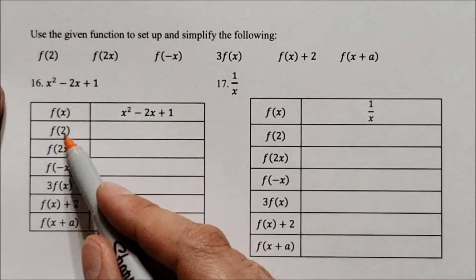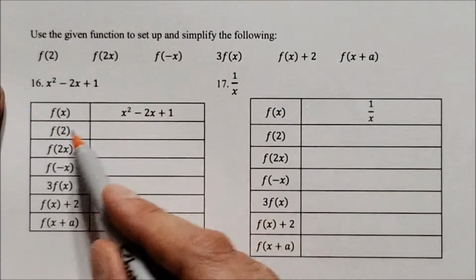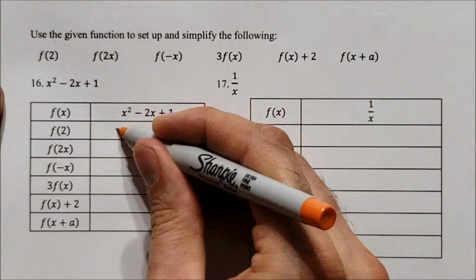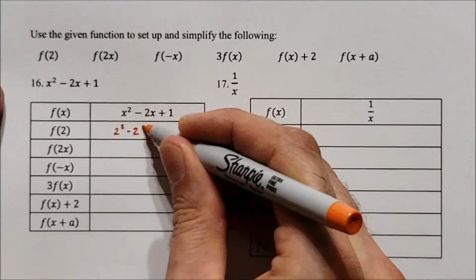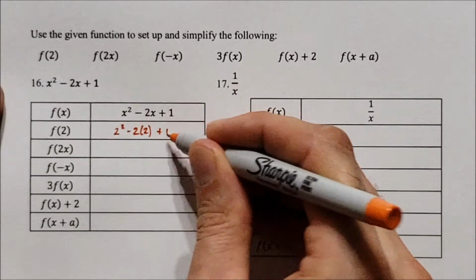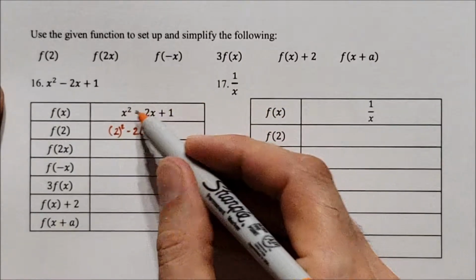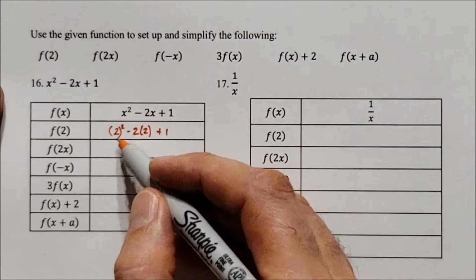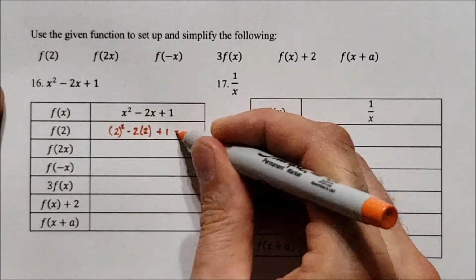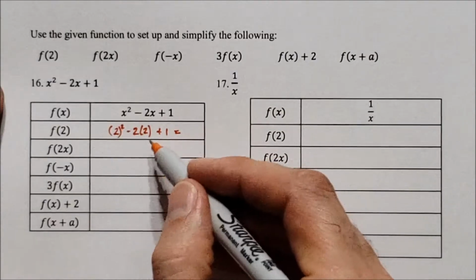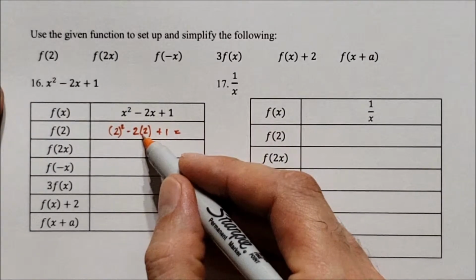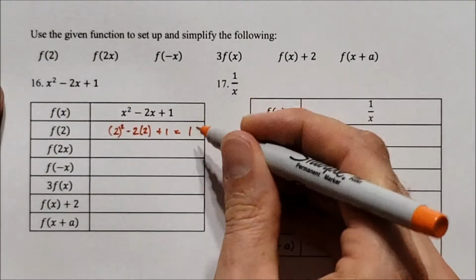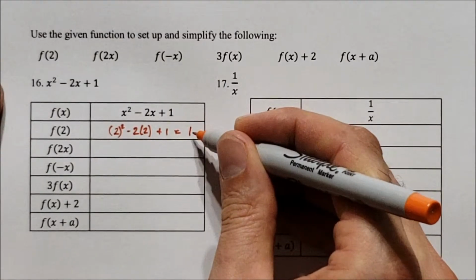So here, I'm going to replace these two x's with a 2, just a substitution. So this is 2 squared minus 2 times 2 plus 1. Everywhere I saw an x, I replaced it with 2. That's a substitution. I'm evaluating this function at 2. Now I'm going to simplify this. 2 squared is 4, minus 2 times 2 is 4, so 4 minus 4 is 0. 0 plus 1 is 1. That's not very exciting, but we'll take it.